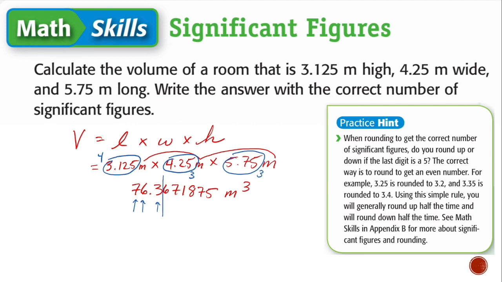So right here is where we need to make a decision if we should round. If the number in question is a 5 or greater, we will go ahead and round for our rules in this class. So this becomes 76.4 meters cubed. And that is our answer with the correct number of significant figures.